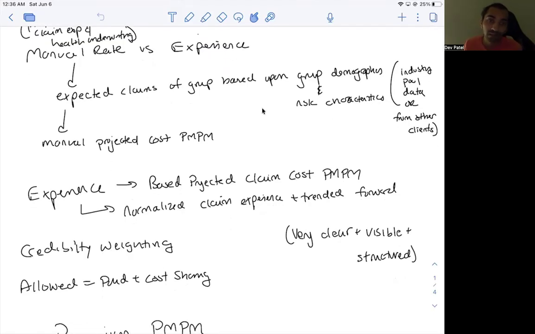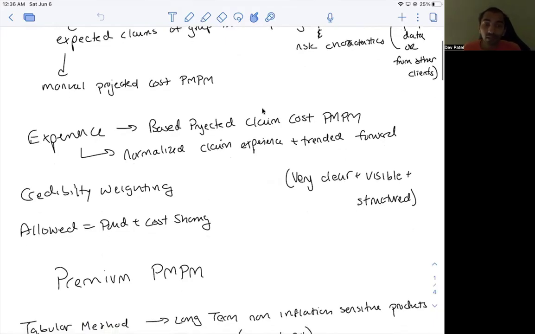Our experience-based projected claims cost PMPM is based upon what the historical claims have been for that particular group. And we typically credibility weight the manual and experience rate PMPM, and there's a specific formula that's also mentioned, to get to an overall projected allowed or paid claims that you then input to get to a gross PMPM.